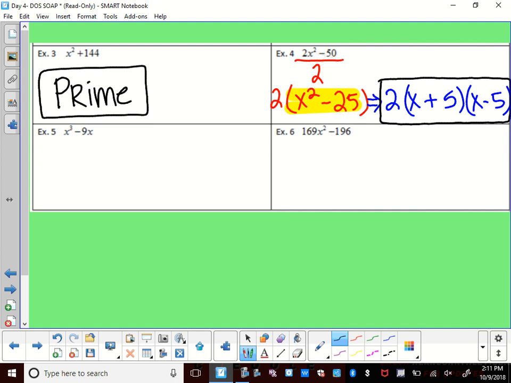I want you guys to do 5 and 6. Take a minute and think about, do I have a GCF? Ask yourself that question. If you do, you divide it and then you keep working if you can. And then I want you to think, can I DOTS?